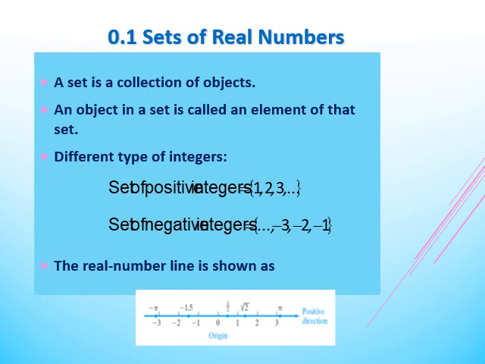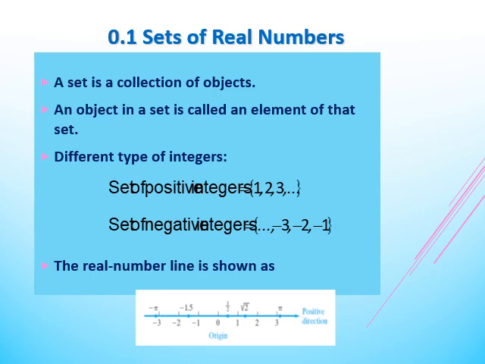Let's start with the first section, which is the sets of real numbers. First of all, we should know what is meant by a set. A set is a collection of objects, and an object in the set is called an element. There are different types of integers, like the set of positive integers, which begins with 1, 2, 3 up to positive infinity, and the set of negative integers, which is negative 1, negative 2, negative 3 up to negative infinity.